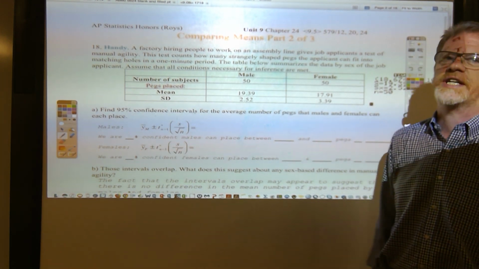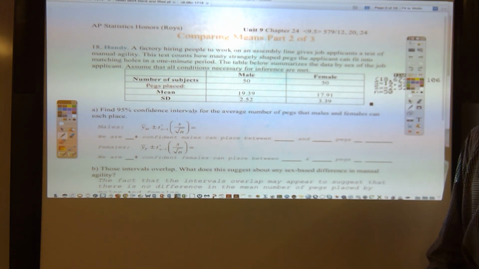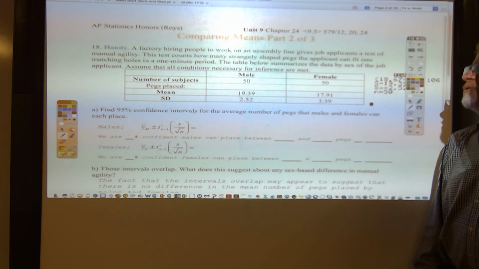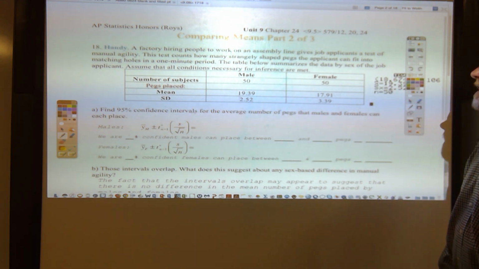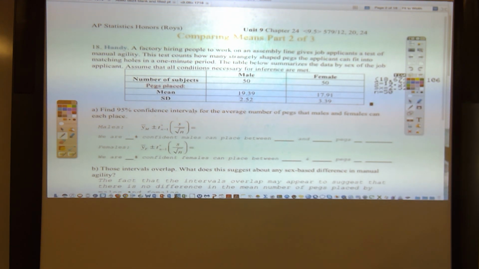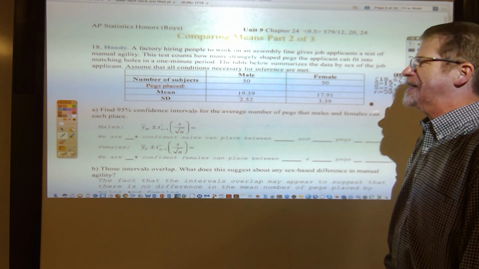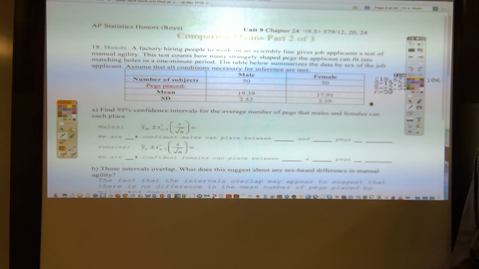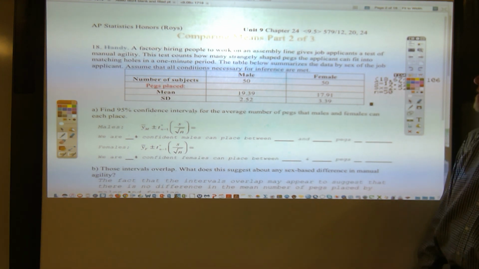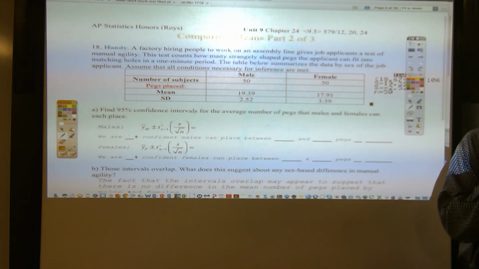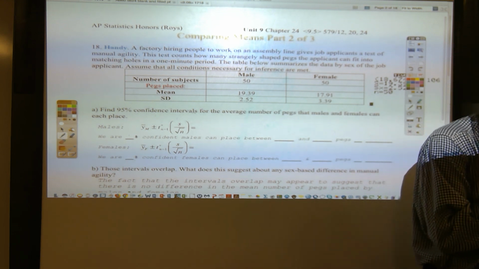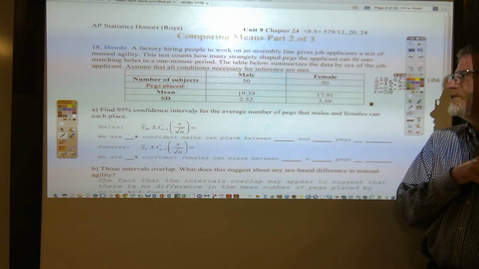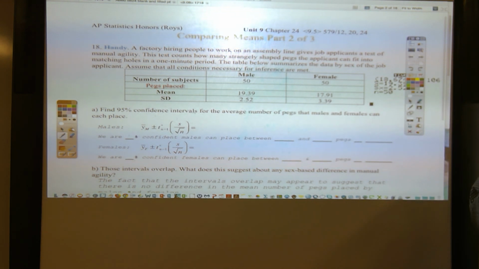Our real world connection here is in a factory. A factory is hiring people to work on an assembly line and gives job applicants a test of manual agility. This test counts how many strangely shaped pegs the applicant can fit into matching holes in a 1-minute period. Doesn't sound stressful at all. The table below summarizes the data by sex of the job applicants.